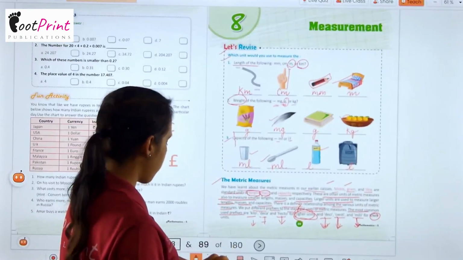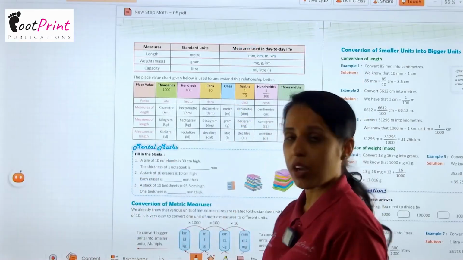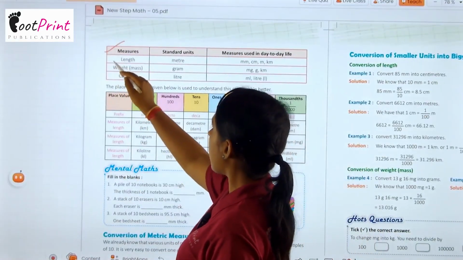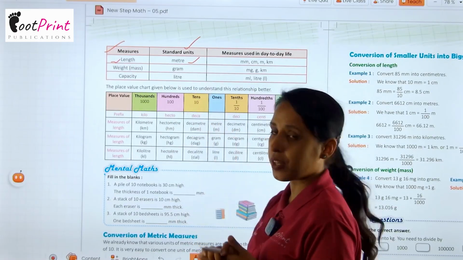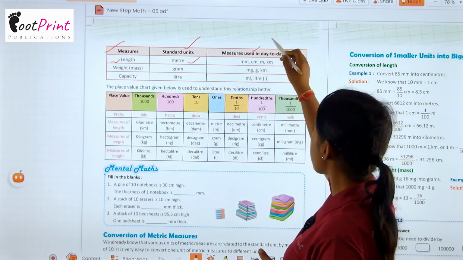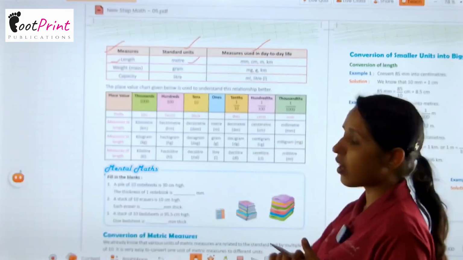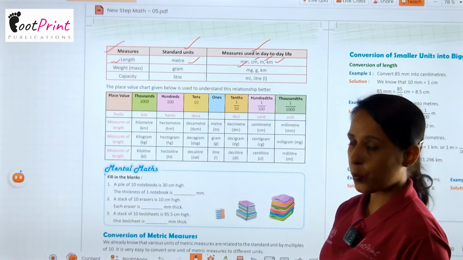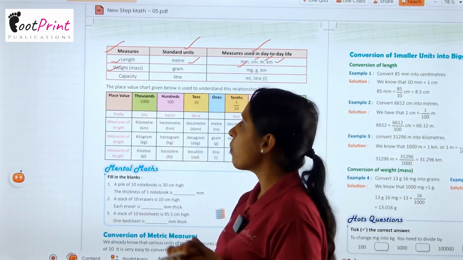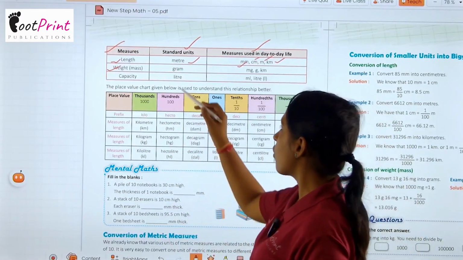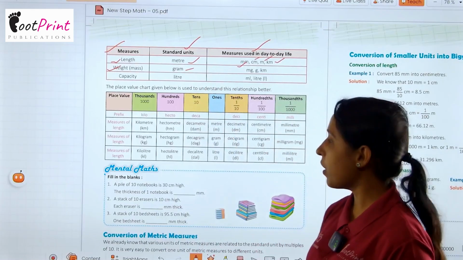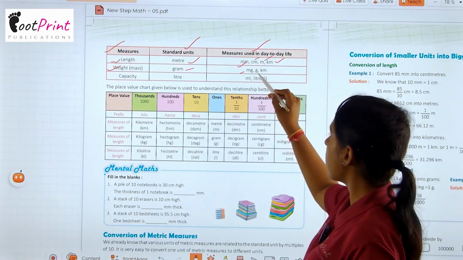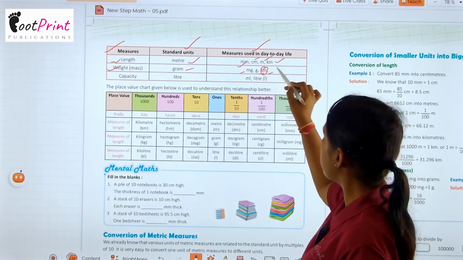Now move to the next. Here we have some units. Let's learn about them. If we are measuring length, the standard unit is meter. We learned that, and the measures used in day-to-day life are millimeter, centimeter, meter and kilometer. If we want to measure weight, or we can say mass, the standard unit will be gram, and we measure it in milligram, gram and kilogram.